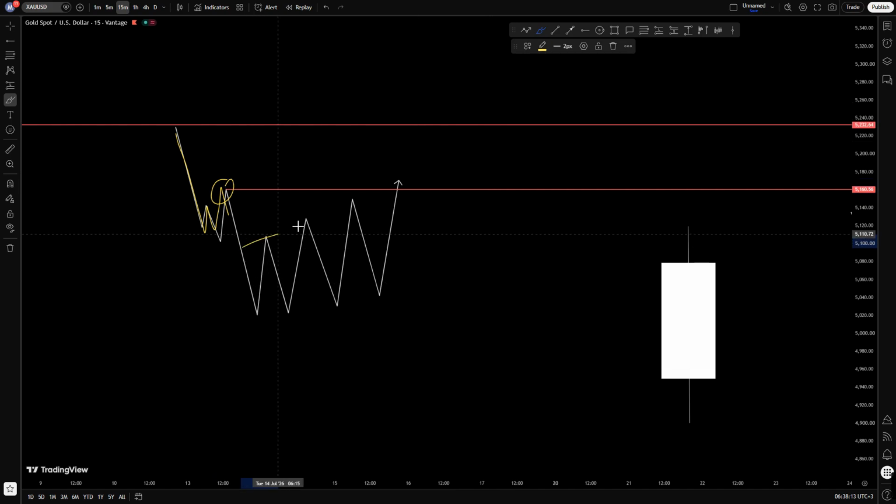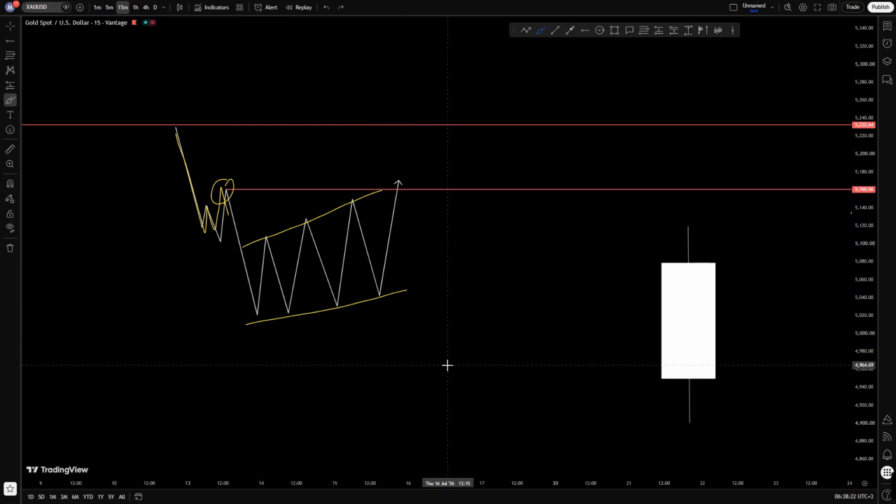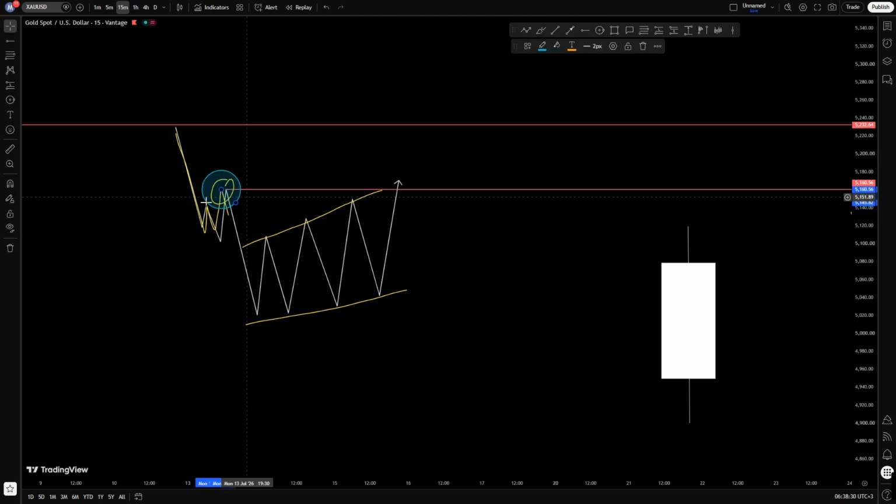So here we still have our pattern. Remember this pattern? When you see something like this, impulse, correction, and we anticipate an impulse to the downside, right? But we don't just enter anywhere, right? So we're gonna look for what? For this high, right? We're gonna look for this high, and what we want to see is price pushing above.